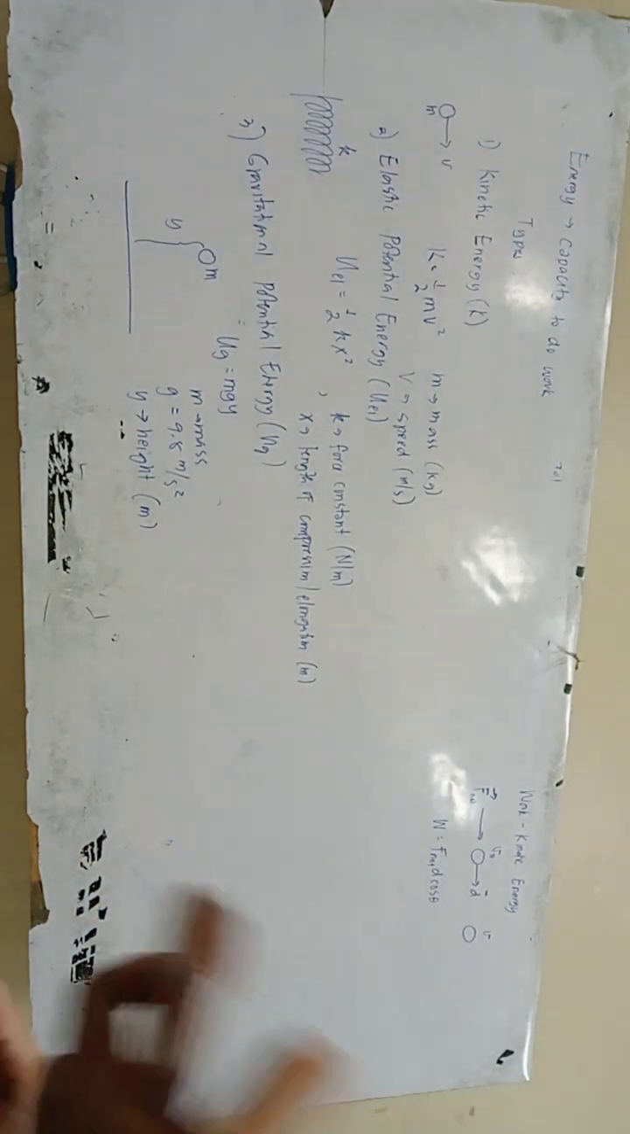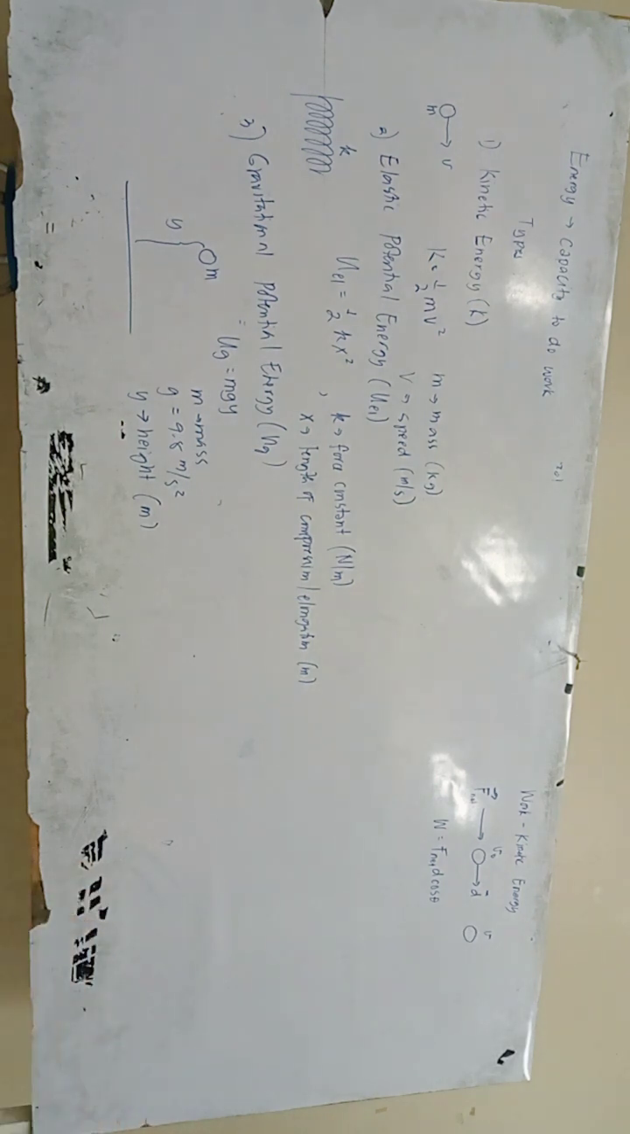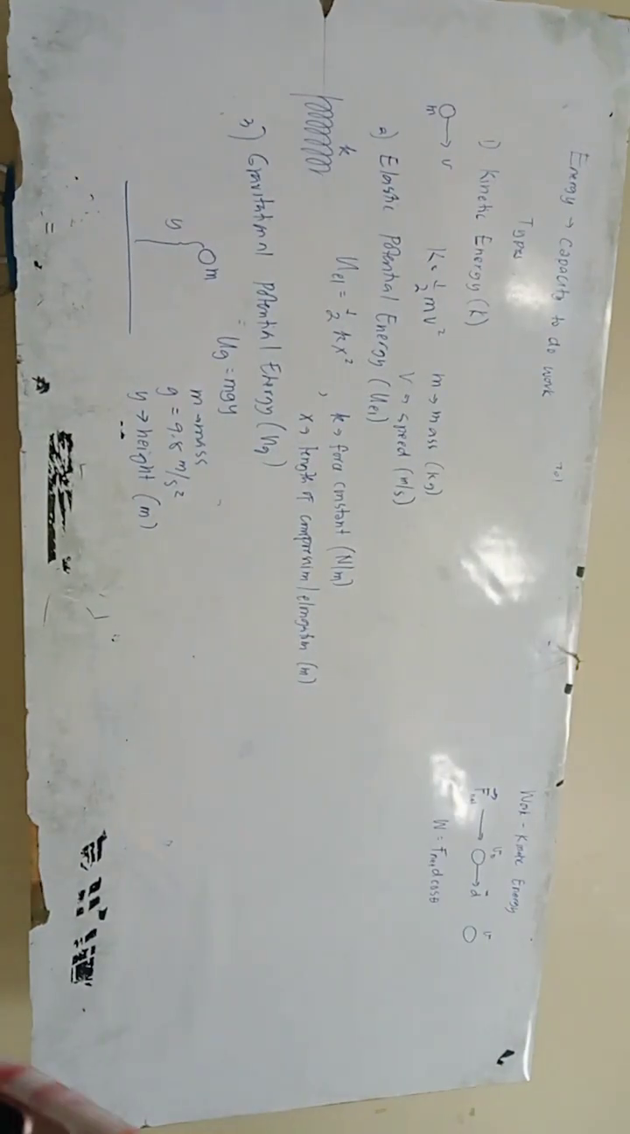So there are different forms of energy. We have solar, wind, and hydro. But we'll focus on three types of mechanical energy. Mechanical energy, this is the topic. So what are the three types of mechanical energy? First, we have the kinetic energy, then we have the elastic potential energy and the gravitational potential energy. So what is the difference between these three energies?